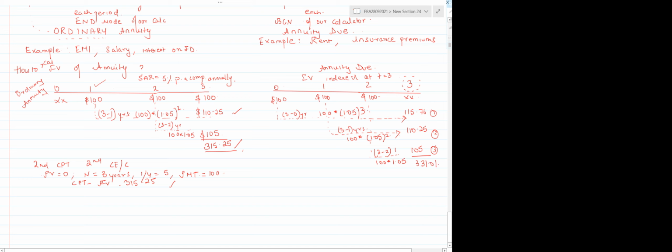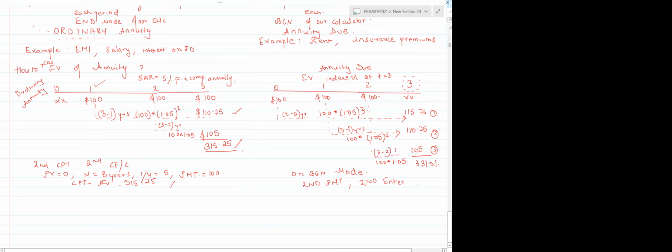Now we use our calculator. We have to first set our calculator on BGN mode. The default mode of our calculator is end mode. We have to set our calculator on BGN mode. How do we do that? Second PMT, second enter.